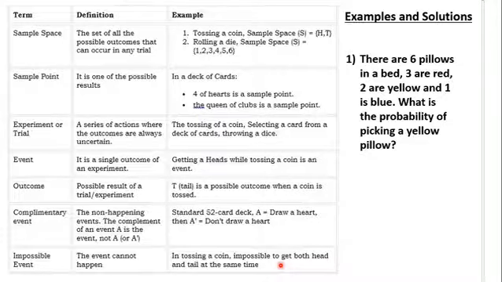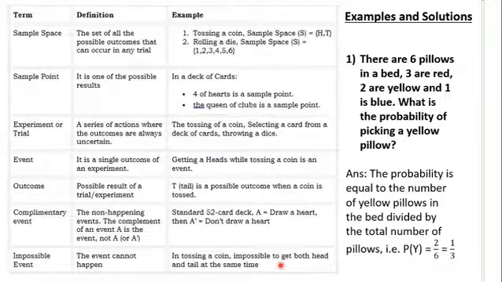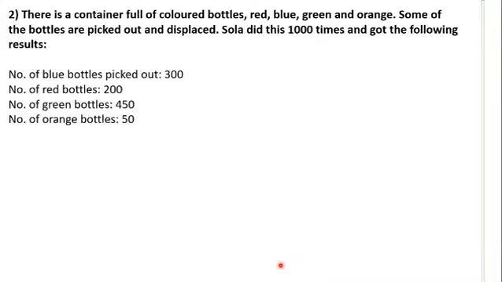Okay, so the probability of yellow would be 2 over 6, which of course we bring to the lowest term, which will be 1 over 3. Okay, so that's quite easy. Let's look at the second question. It says there is a container full of colored bottles: red, blue, green, and orange. Some of the bottles are picked out and displaced. They are removed. And Shola did this 1,000 times and got the following results.